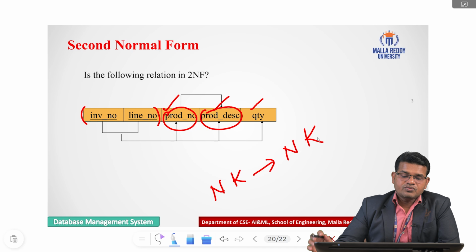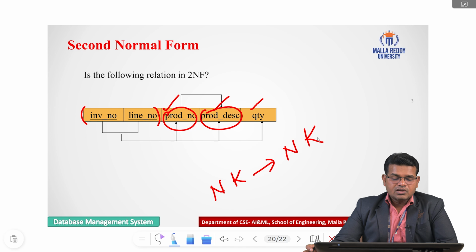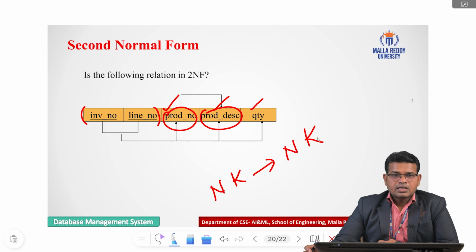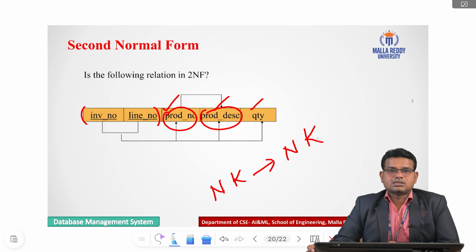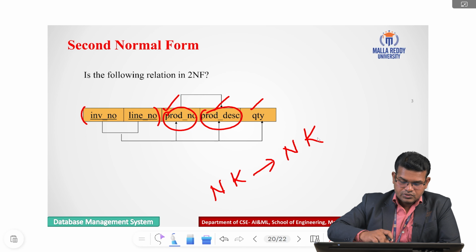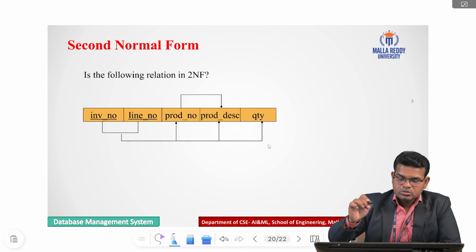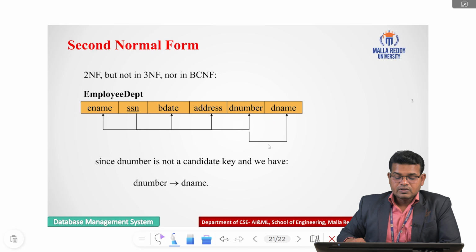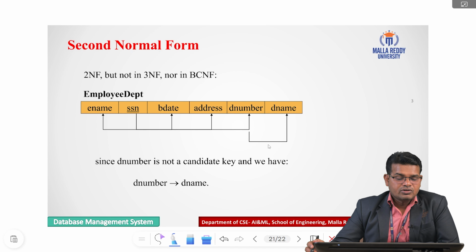So, in this type of cases, what can we say? Can we say this is in second normal form? Of course, yes. So, it is in second normal form, but it is not in third normal form. For converting a table into third normal form, what we have to do? We will see in the next normal form. So, 2NF but not in 3NF nor in BCNF as well. If 3NF itself is unable to be achieved, automatically BCNF is not achieved.